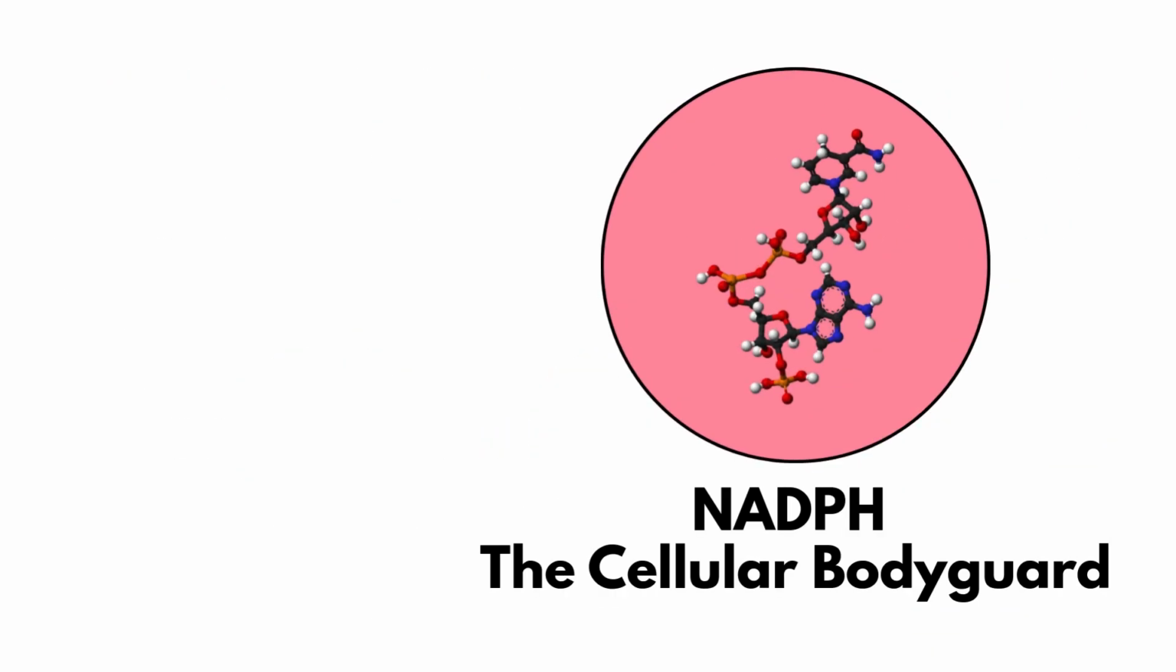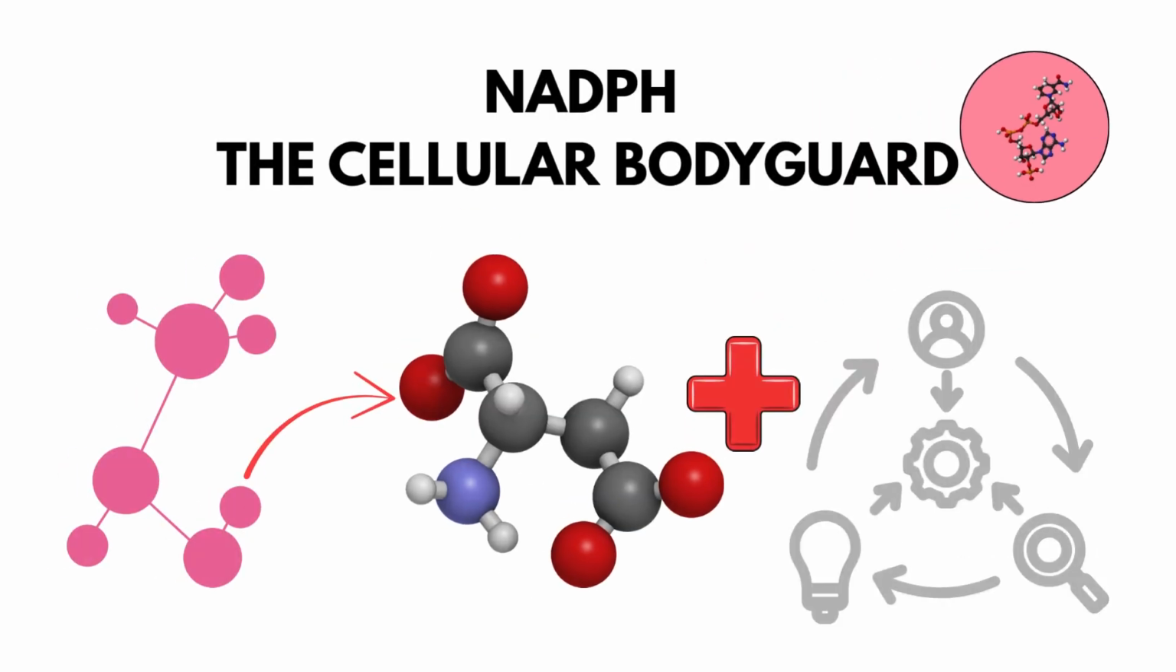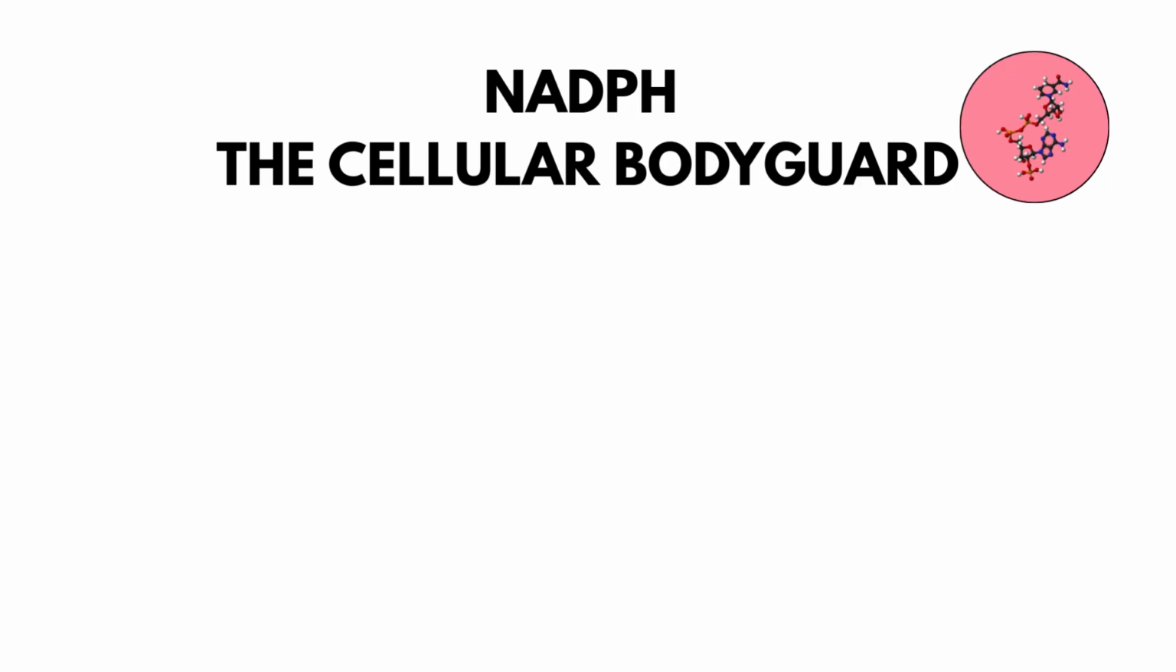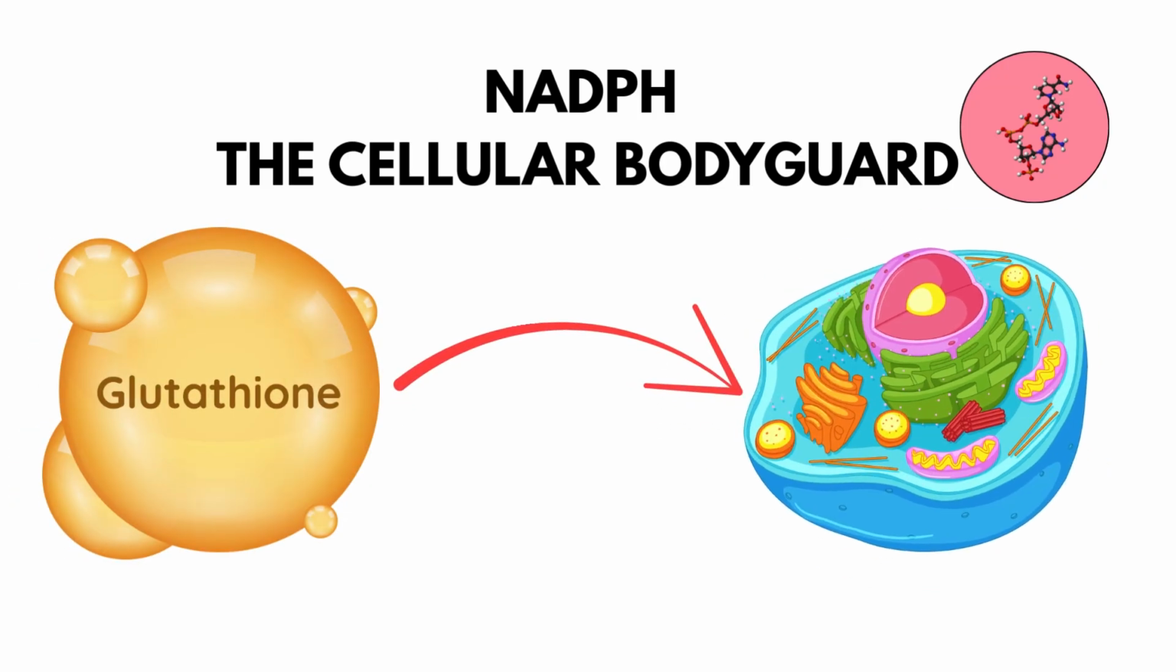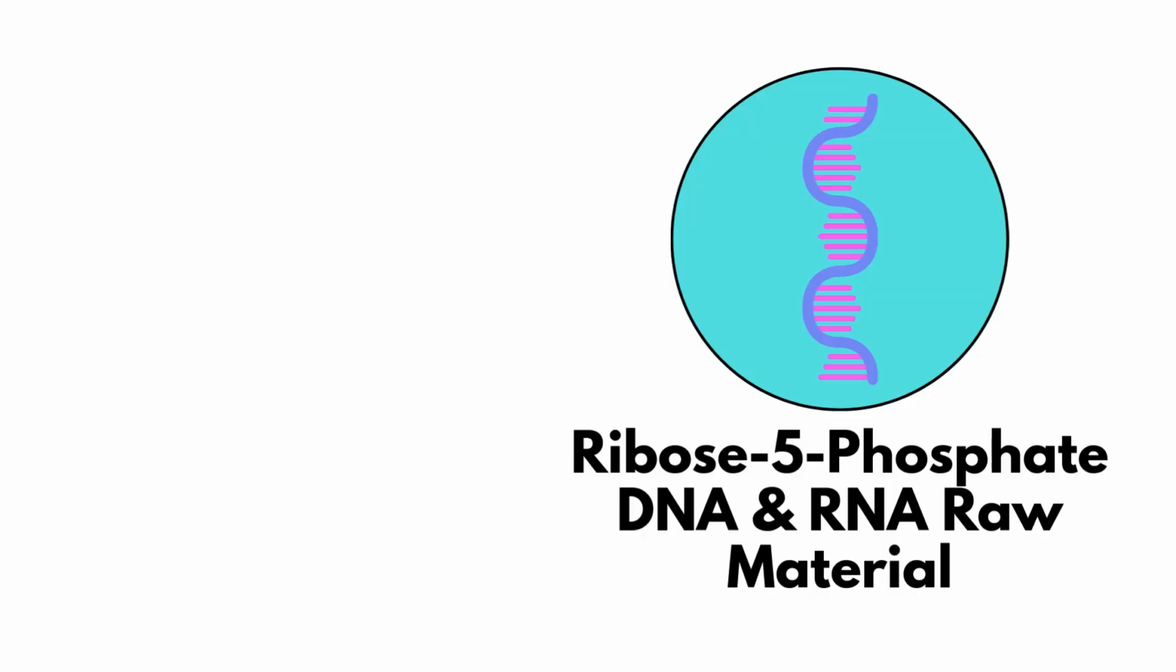NADPH, the cellular bodyguard. NADPH powers fatty acid and cholesterol synthesis. It also reloads glutathione to protect cells from oxidative stress, a favorite MCAT tie-in when they ask about red blood cells and oxidative damage. Ribose 5-phosphate, DNA and RNA raw material.